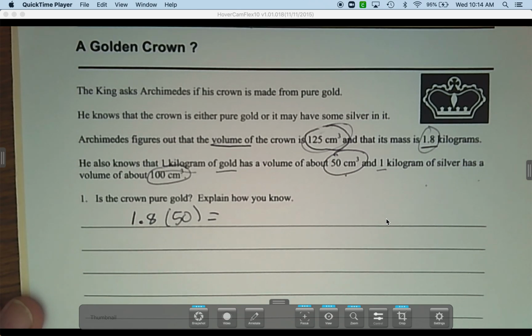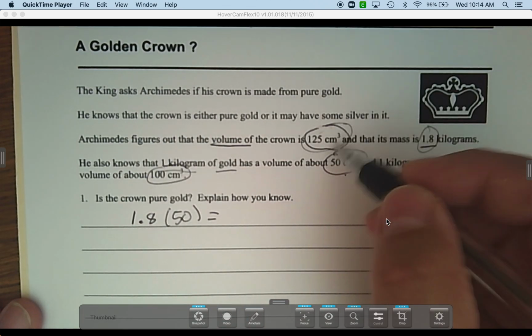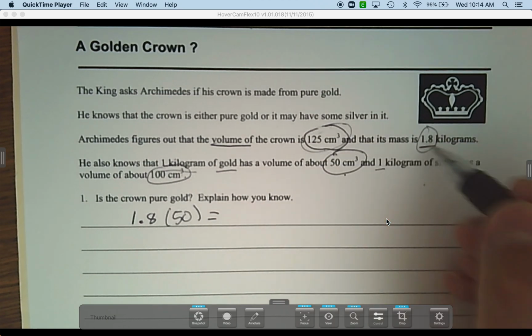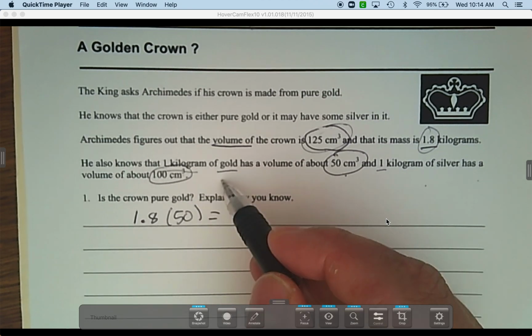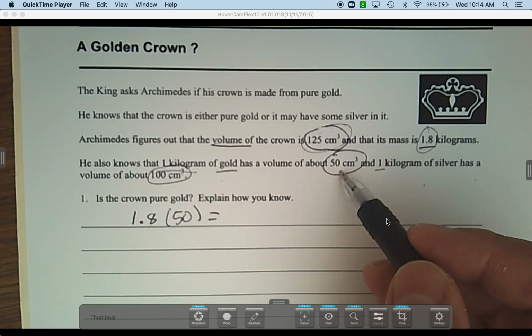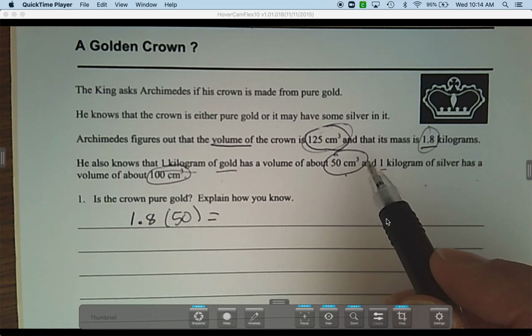Pure gold. He knows that the crown is either pure gold or it may have some silver in it. So I've already done some annotations here. Archimedes figures out the volume of the crown is 125 and its mass is 1.8. He also knows that 1 kilogram of gold has a volume of 50 and a kilogram of silver has a larger volume of 100. Is that crown pure gold, and how would you figure it out?